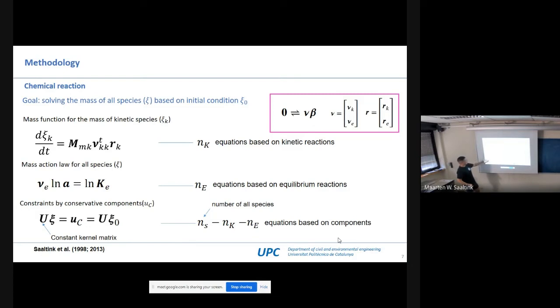Now we have the functions for the reactions and also the functions for the invariant conservative components. So now we have enough functions, all the functions we need. The next step is to solve these functions. How to solve them?